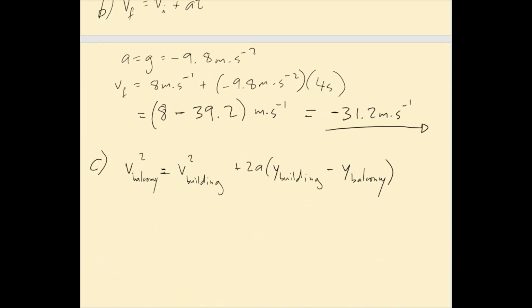Now, I suppose what we want to actually calculate here is this value over there. So let's make that the subject of the formula. Yeah, so let's just make it the subject of the formula.